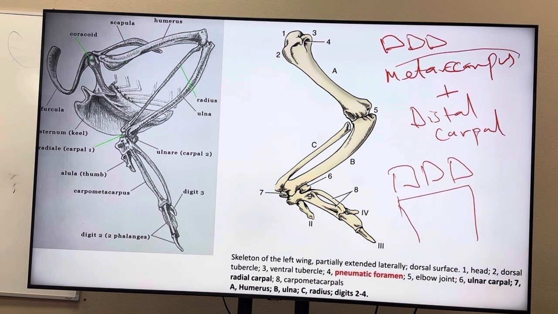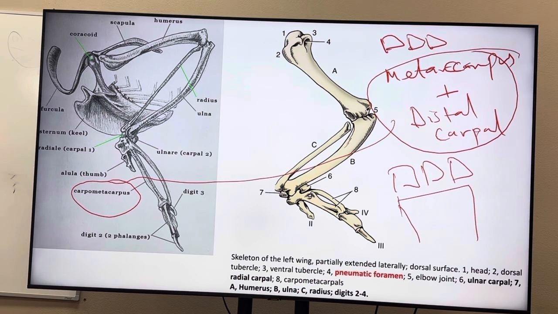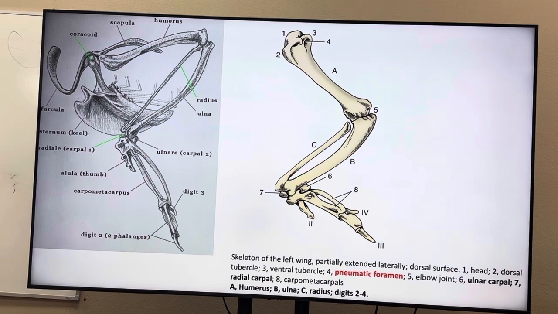So the fusion of this is what we now refer to as the carpometacarpus. Only the proximal row is unfused. And here we are going to be left with two bones, that is the ulnar and the radial carpal bone.